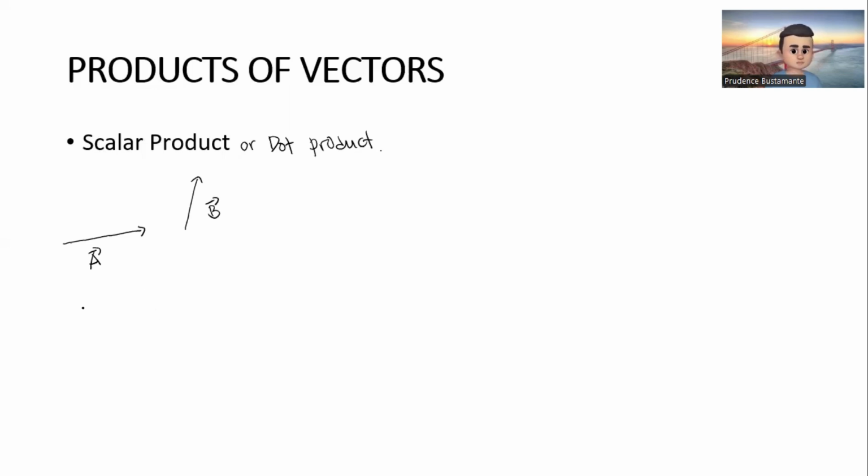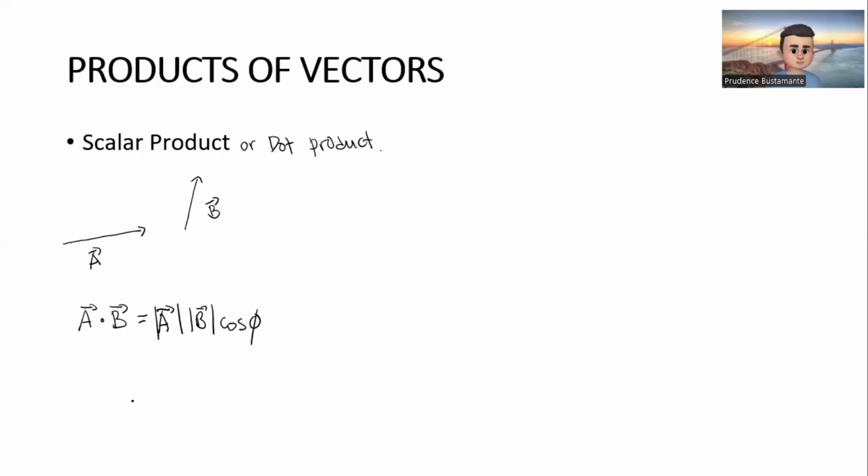The scalar product of the two vectors A and B, A dot B, is equal to the magnitude of A times the magnitude of B times cosine of phi. Now, what is phi?